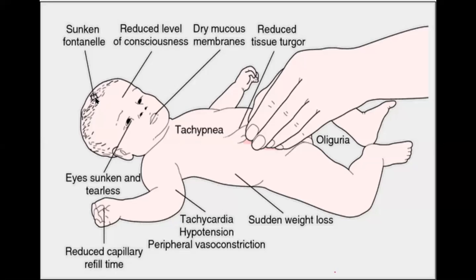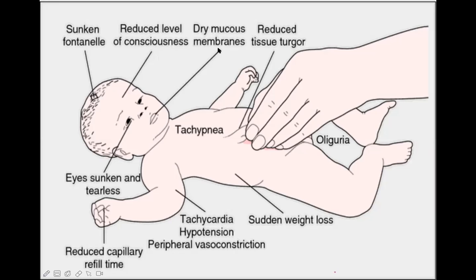The fontanelle is a gap between the sutures, like the frontal suture, coronal suture, and sagittal suture. So the anterior fontanelle is a big gap there. We just put our finger or feel at that area by elevating the head of the baby. If it is depressed inside along with other features of dehydration, it is a sign of severe dehydration. Reduced level of consciousness is also a feature of severe dehydration.